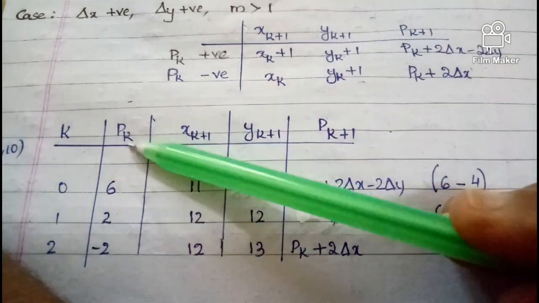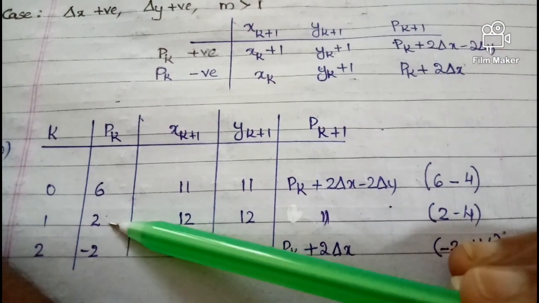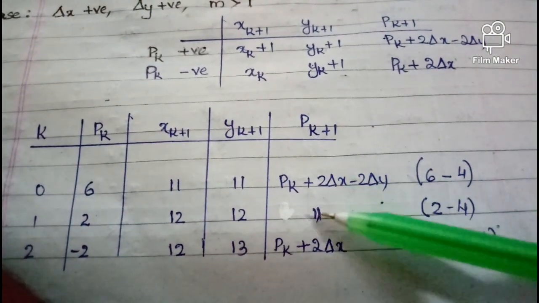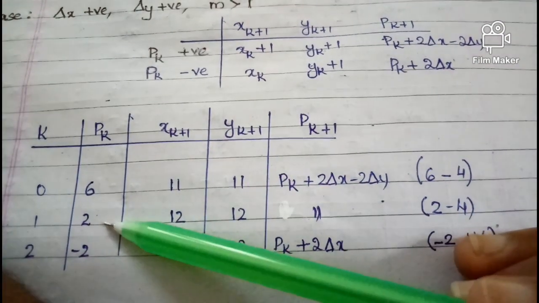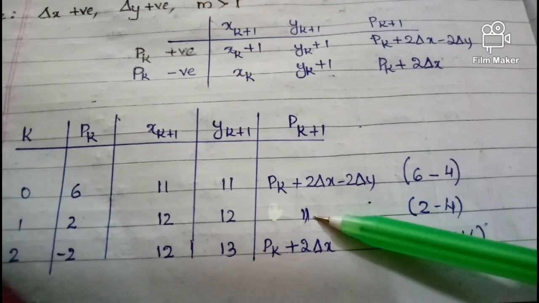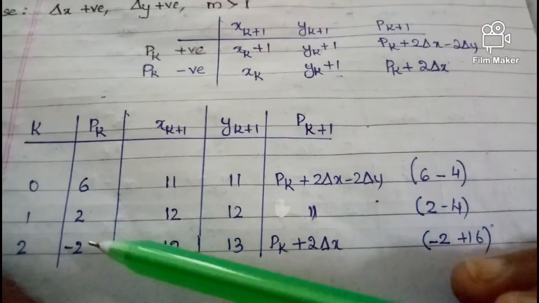When k is 1, pk is now 2. Again it is positive value, so both these will increment. Using the same equation. Why are we using the same equation? Because pk is positive, use this equation to find next value of pk. This time 2 plus minus 4 will give you minus 2.